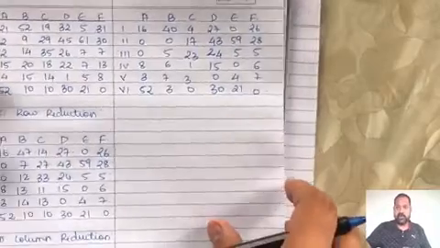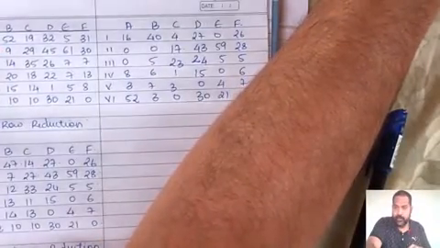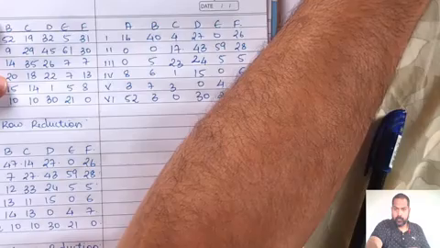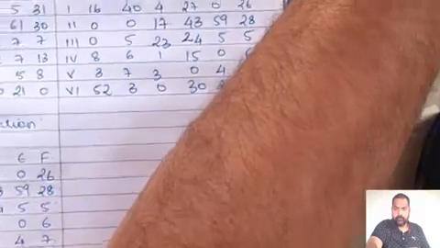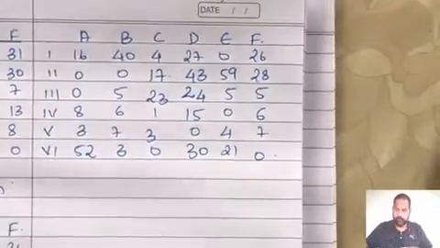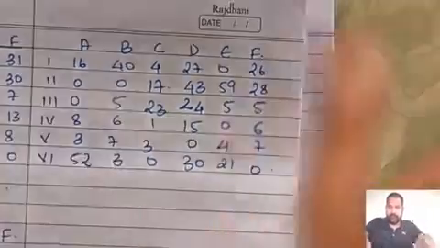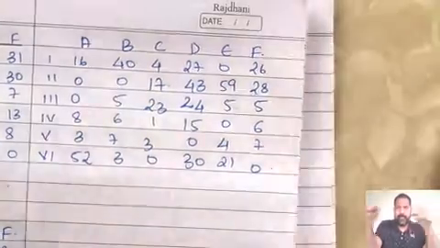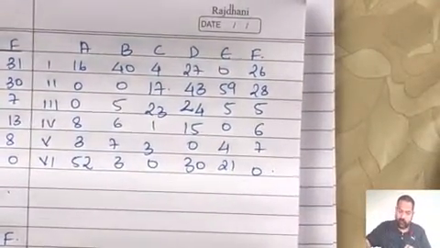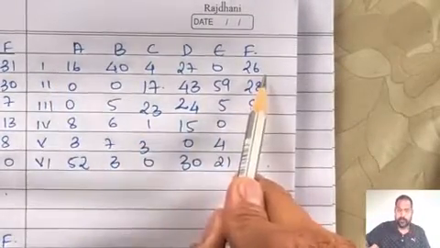Step 1 row reduction is done. Step 2 column reduction is done. Step 3 assignment. Let me zoom in a little so that the assignment bit is clear to you. So let's start the assignment. How are we going to begin the assignment? Start row wise.